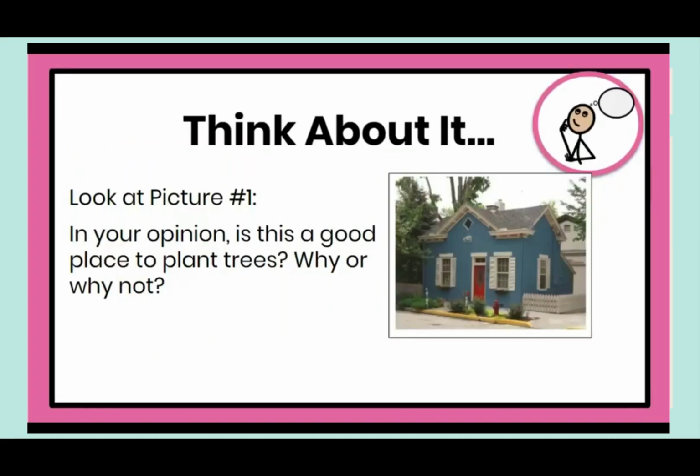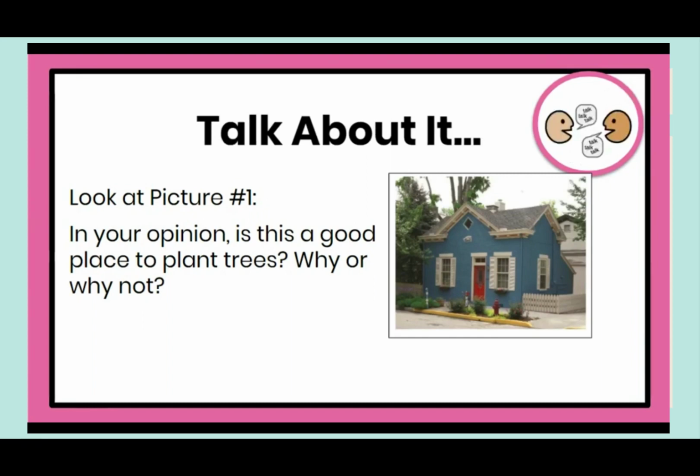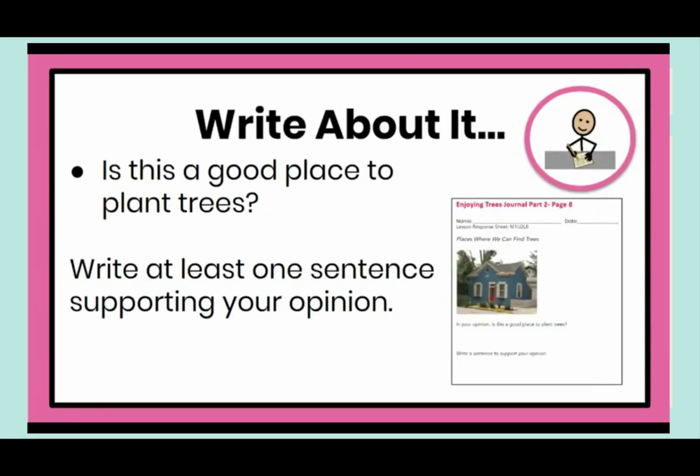Let's think about it. Look at picture number one. In your opinion, is this a good place to plant trees? Why or why not? Pause and think about this. Let's talk about it. Look at picture number one. With a family member or friend, talk about, in your opinion, is this a good place to plant trees? Why or why not? Let's write about it. Is this a good place to plant trees? Write at least one sentence supporting your opinion.